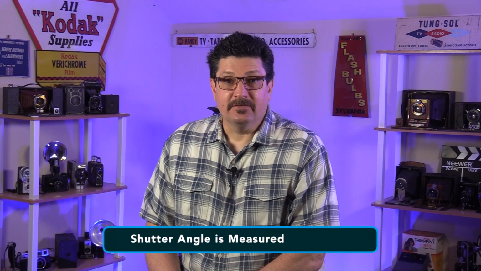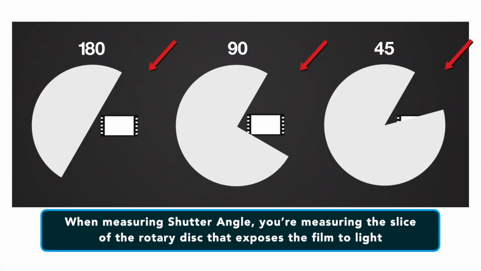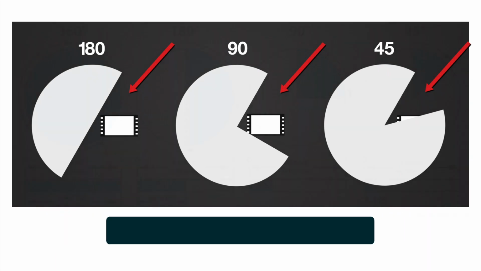As the shutter spins, it blocks the light from the lens and the film advances. When the shutter spins out of the way, a new frame is exposed, and then the process repeats itself over and over again. Shutter angle is measured in degrees. When we measure the shutter angle, we're measuring the slice of the rotary disc that exposes the film to light, like the slice of a pie.